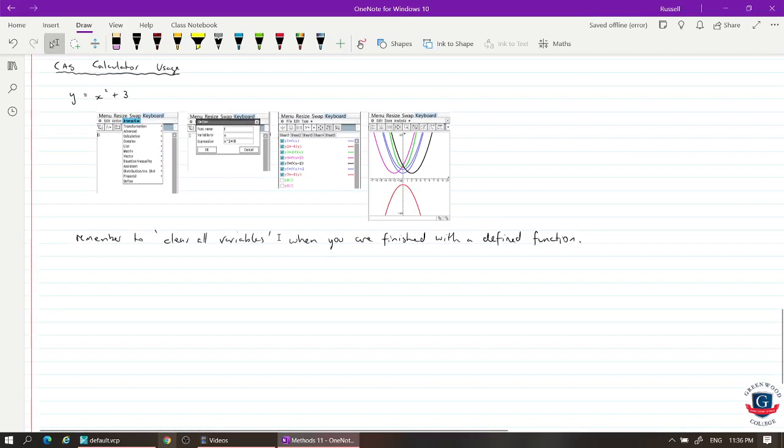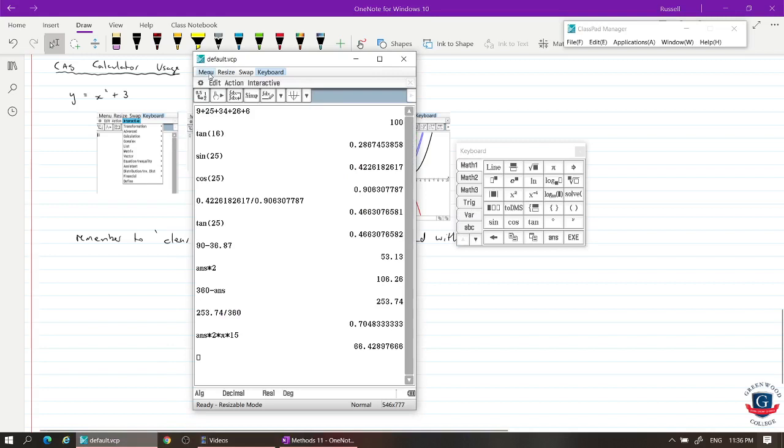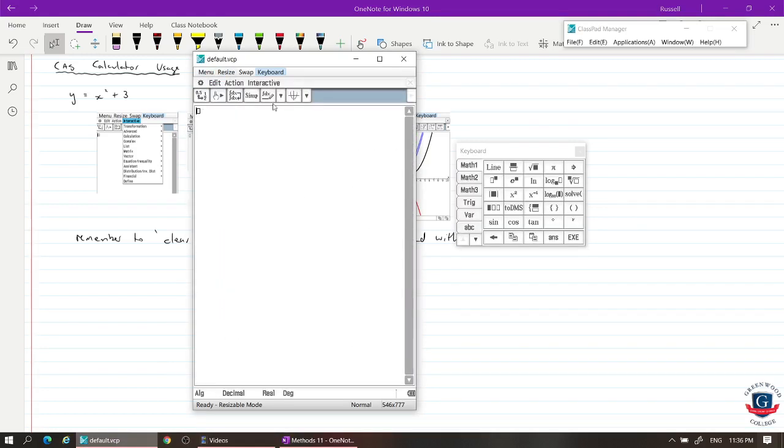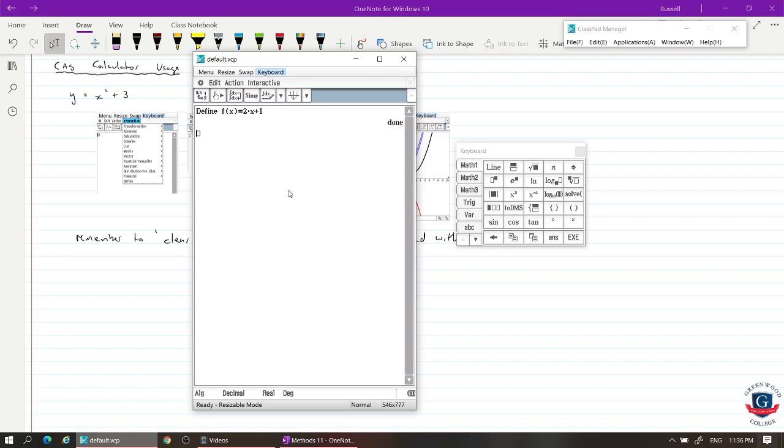All right, let's go through some CAS calculator usage. One really nifty thing you can do with your CAS calculator is to set up a function. So I'll just do that here. Interactive, define f of x equals, we were using 2x squared plus 1 before, weren't we? Plus q. There we go. So I've defined a function now.